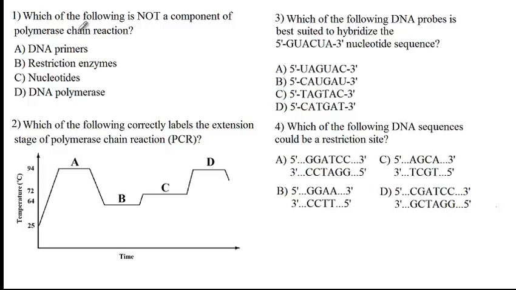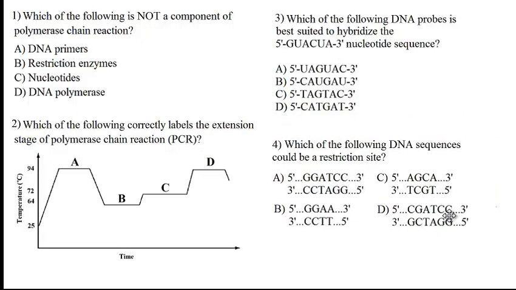The first one is, which of the following is not a component of polymerase chain reaction? Which of the following correctly labels this extension stage of the polymerase chain reaction? And then question 3, which of the following DNA probes is best suitable for hybridizing this specific nucleotide sequence? And then the last one is, which of the following DNA sequences could be a restriction site? All right, so if you need more time, you can pause the video and then start once you feel you're ready.